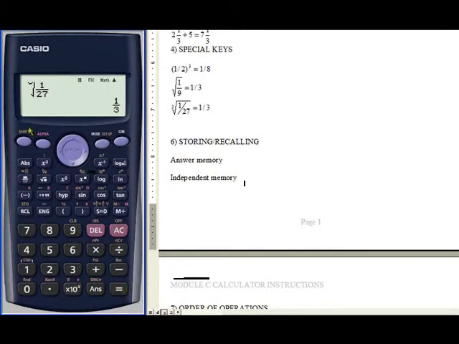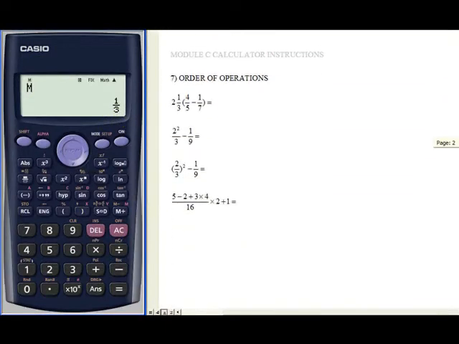I do store, and usually you'll have a store button and then an M plus. You see answer, it says answer is stored in M. So it will keep that in memory. And then you can just go and recall M. Just let's clear it. Let's look. Recall M. You see now it displays 1/3. So actually it stored it and recalled it.